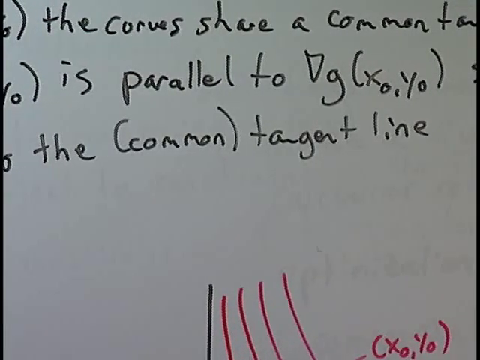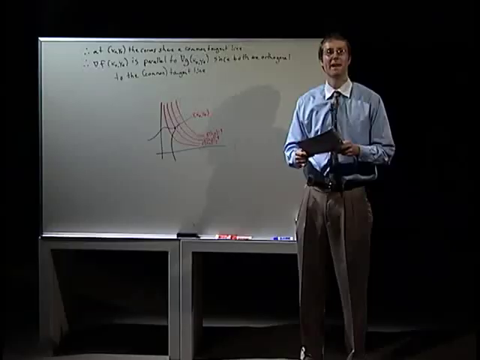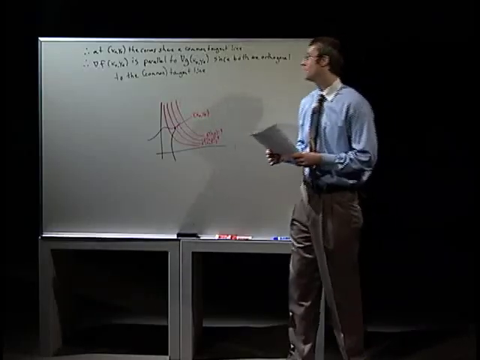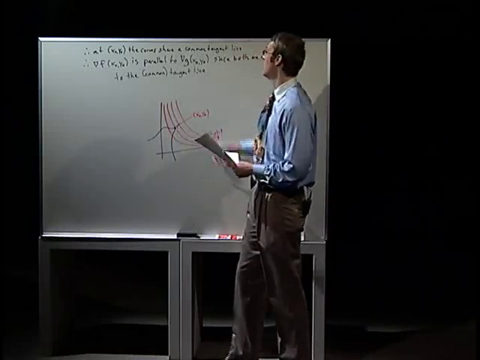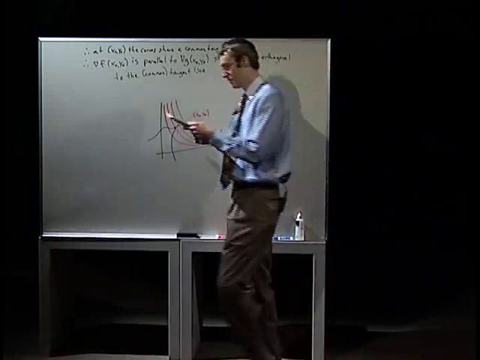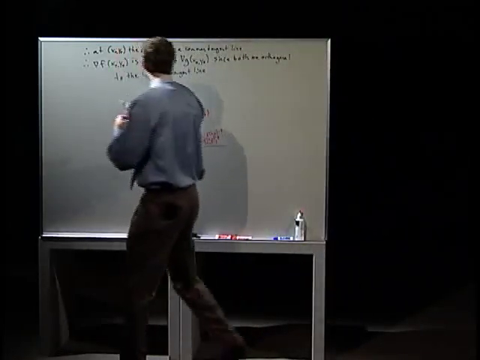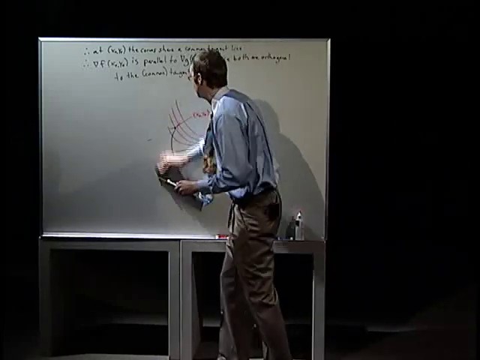So the gradient, remember, is orthogonal to a level curve at every point, right? So these two share a common tangent line here, these two level curves. Therefore, their gradients are parallel because they're both orthogonal to that tangent line, that common tangent. Okay. Well, this is the 2D case. Well, the same argument again applies in 3D.